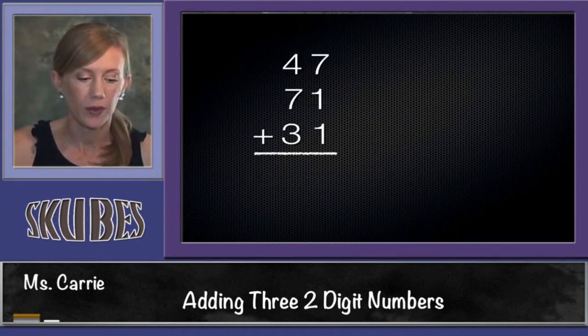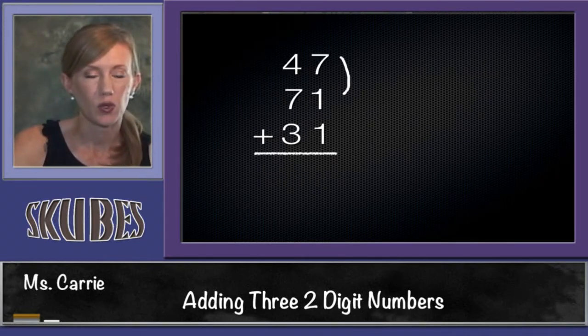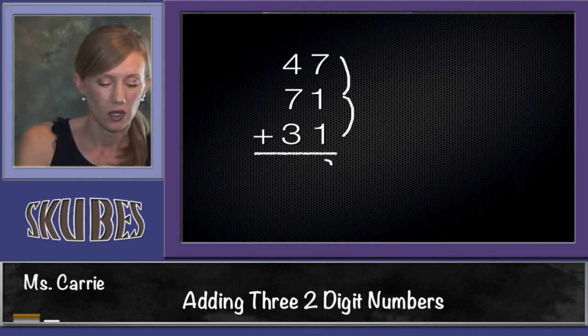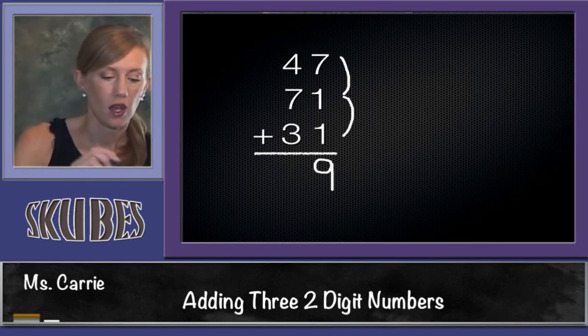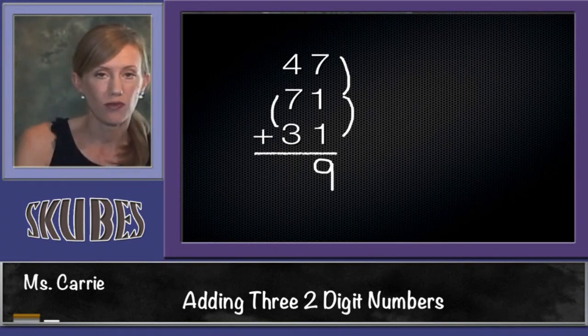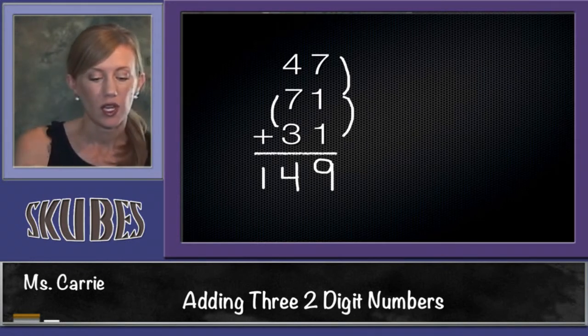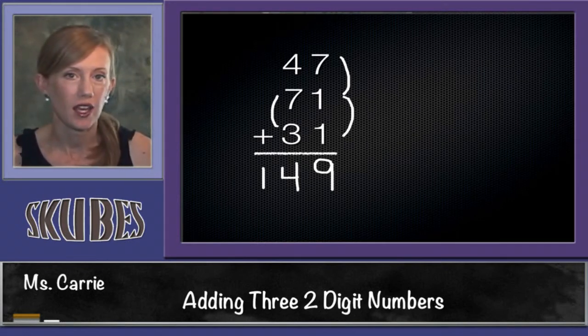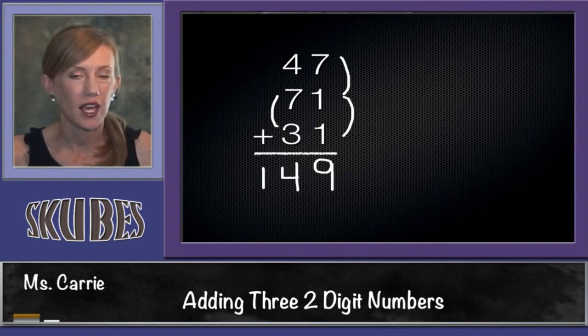Let's look at one more. Well, I know that 7 plus 1 is 8, plus 1 more makes 9. I know that 7 plus 3 is 10, plus 4 more is 14. So our answer is 149. That concludes our lesson today on adding 3 two-digit numbers.